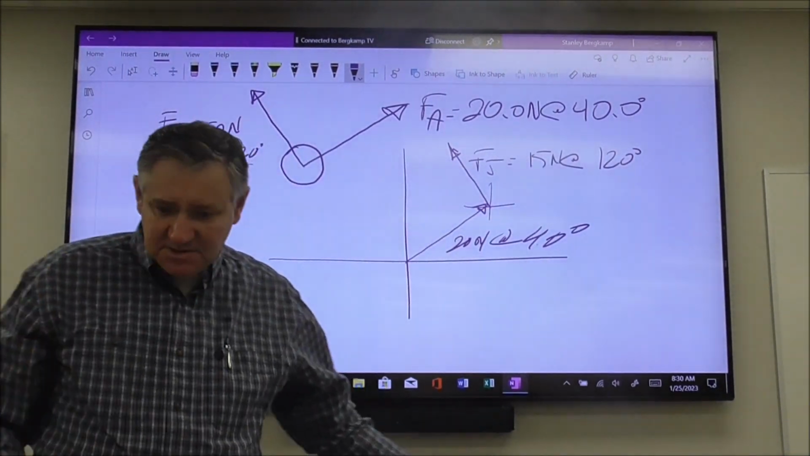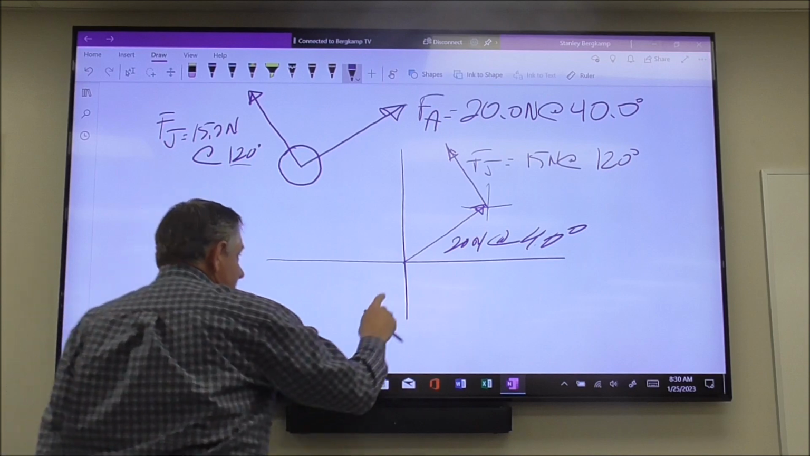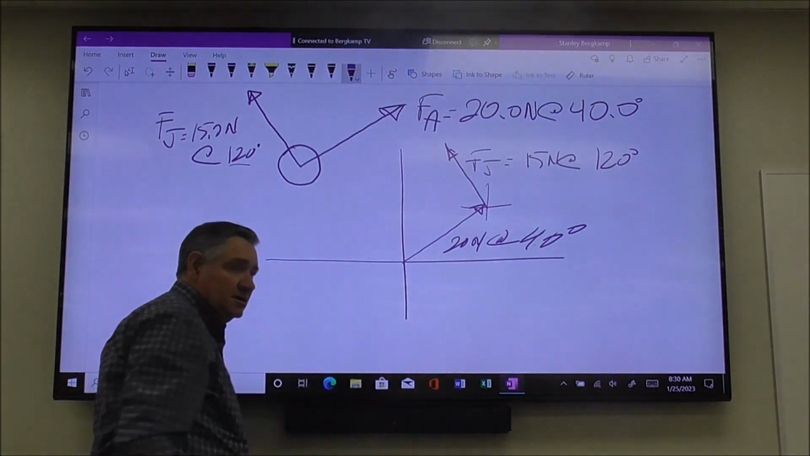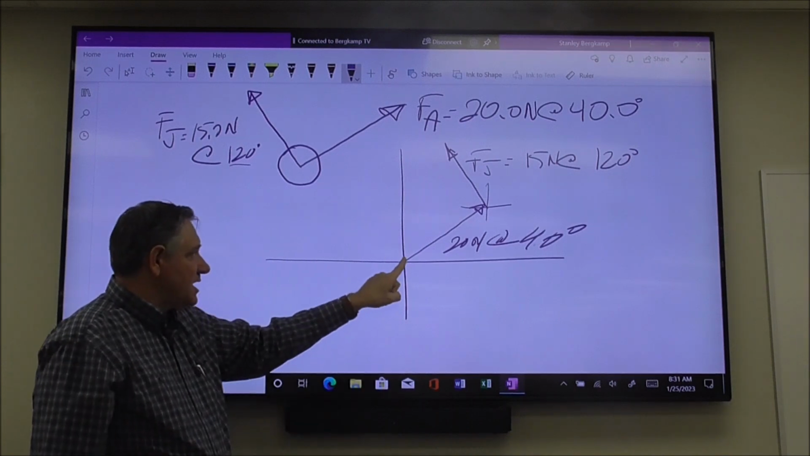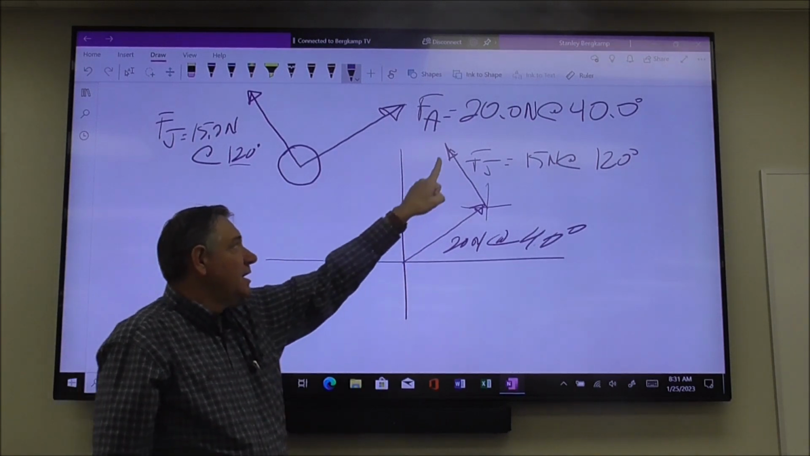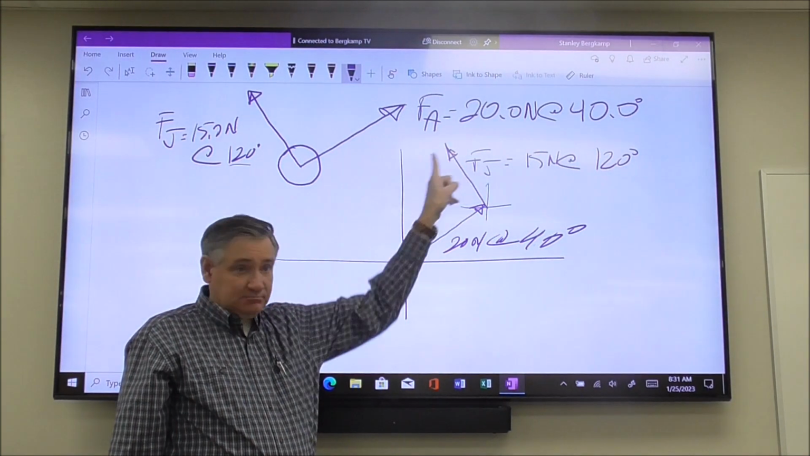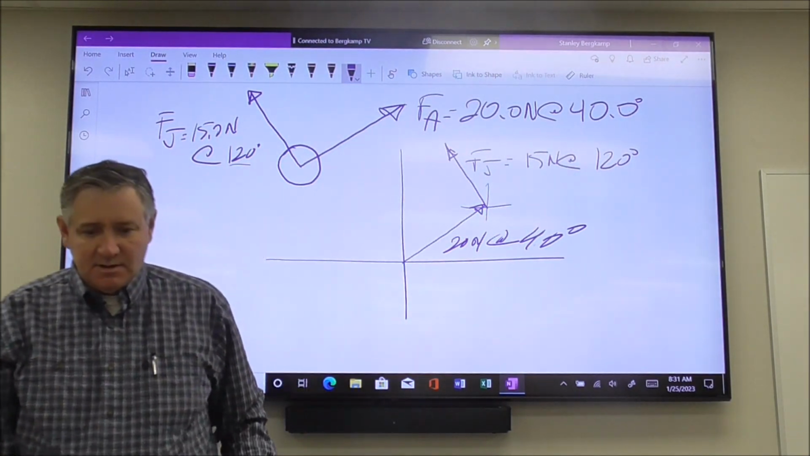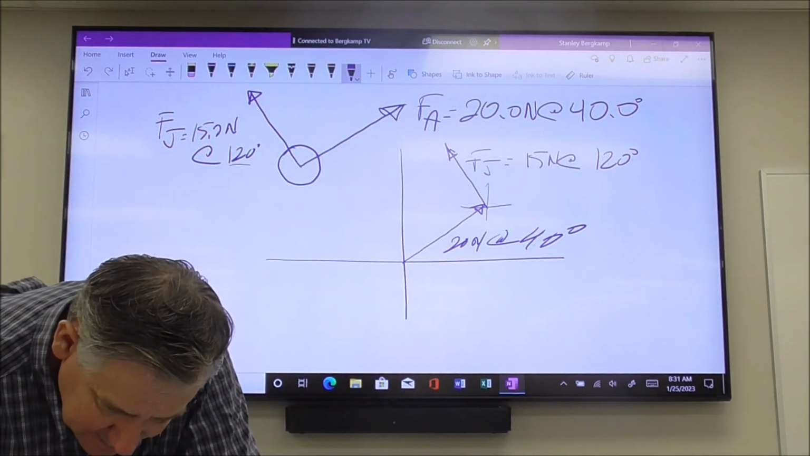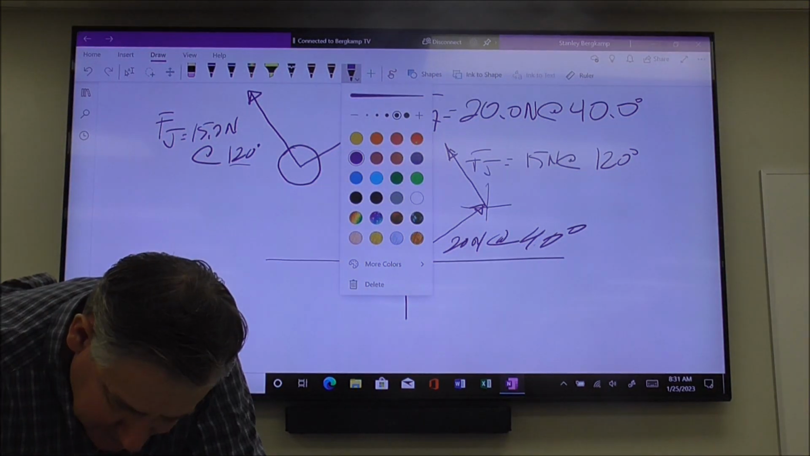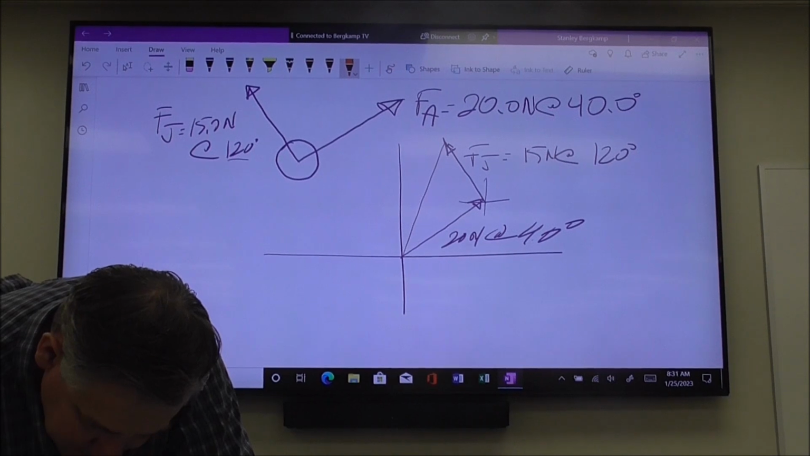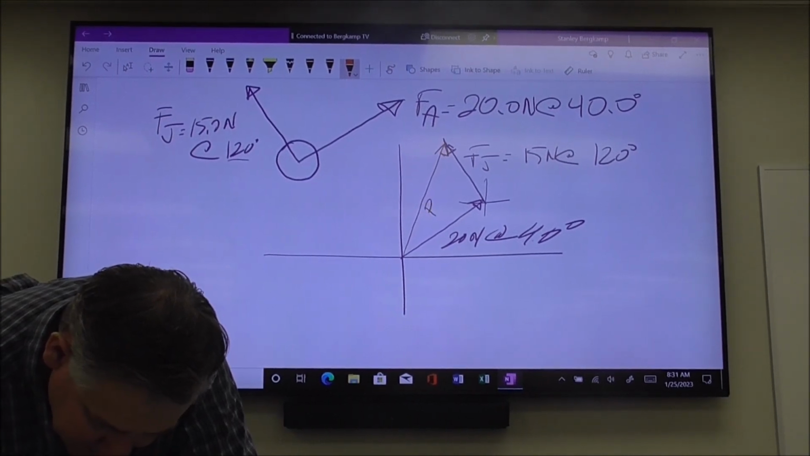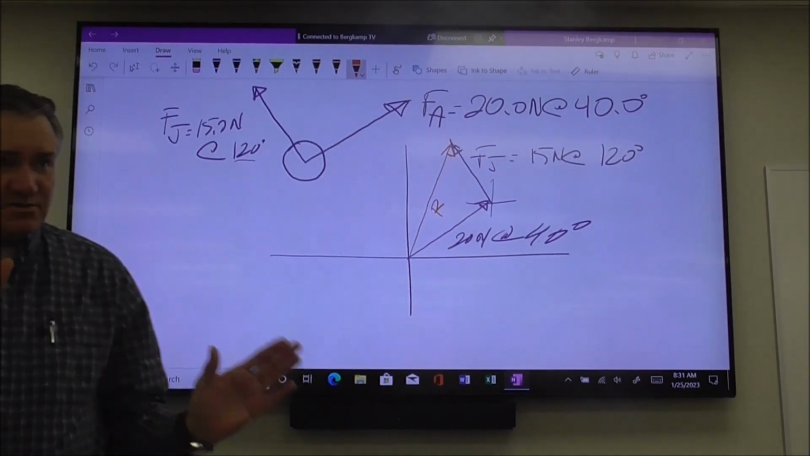Now, I'm going to draw my result. So that resulted, I'm going to go back to where I started. Back to home base. I'm going to draw that line from here out to this point. Okay? I'm going to go from here out. So I'm going to draw that line. I'll make it a different color so we can see it. So there's my result, and that's what I'm after.